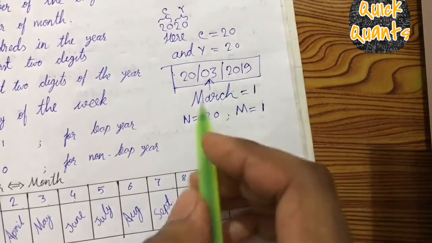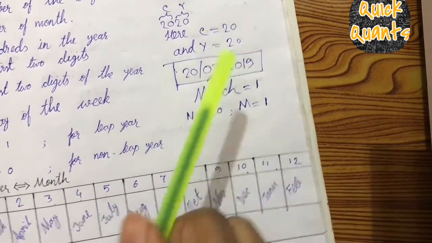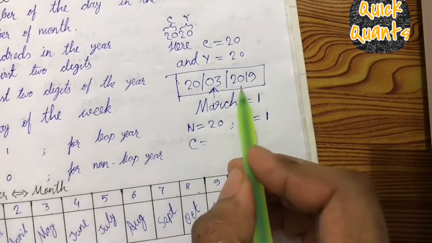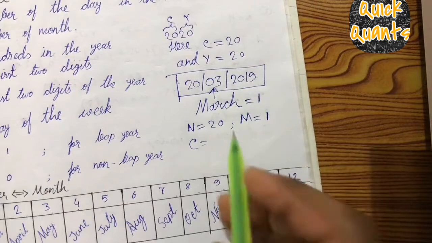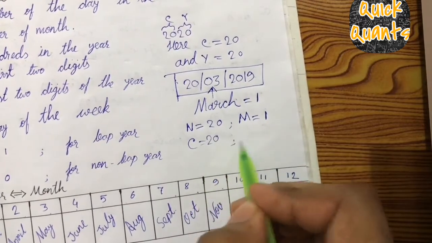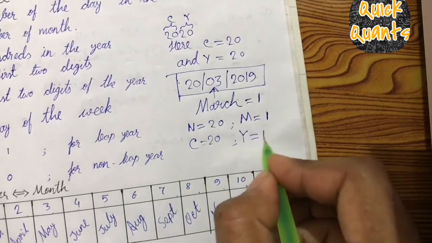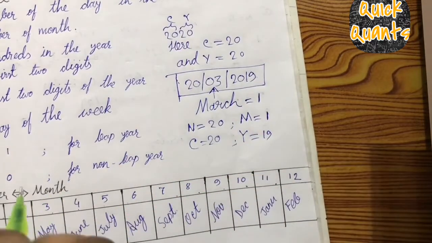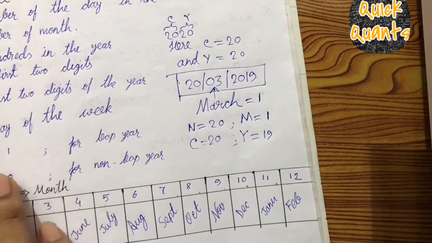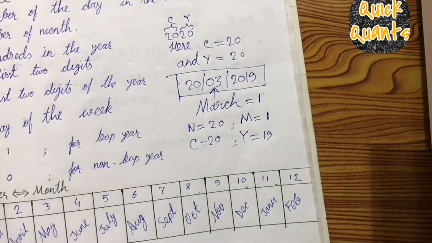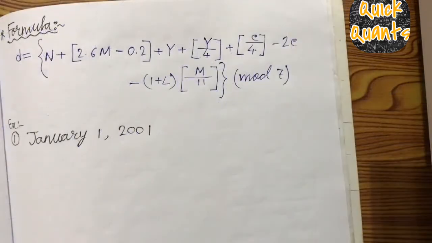Then here also, what does C denote? The first two digits of the year. The first two digits of 2019 is 20, and the last two digits, which is Y, is 19. So for any given date we have to write it in this particular format. Okay, now let us come to the formula.